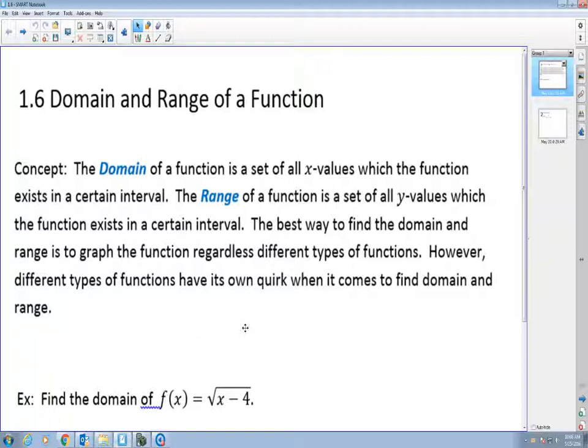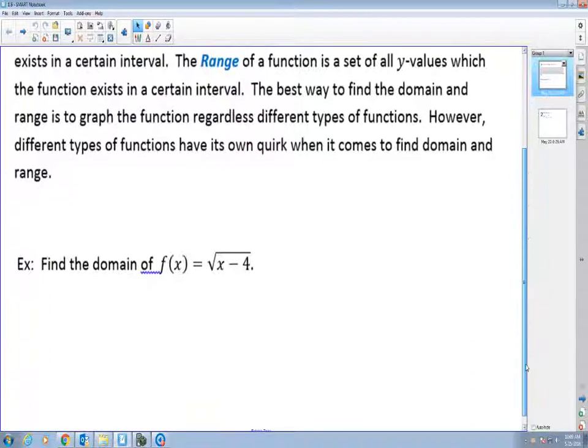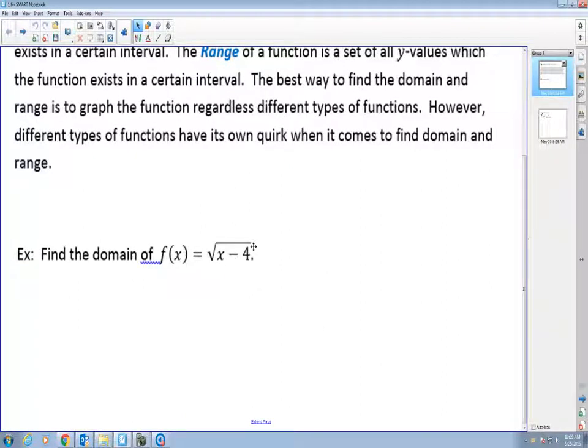Alright. Now the best way to find domain and range is to actually graph the function, because different types of functions have their own little quirks when it comes to finding domain and range. So the best way is actually graphing it. For example, if I want to find the domain of this radical function, f of x equals the square root of x minus 4, let us graph it.